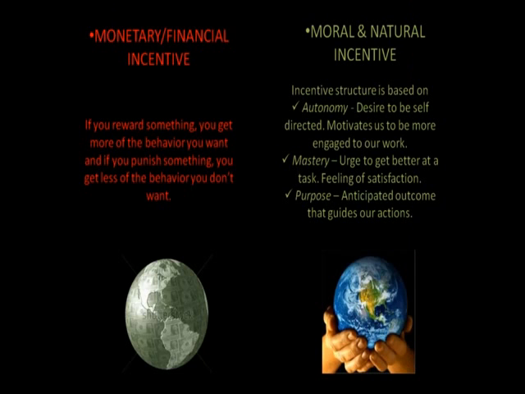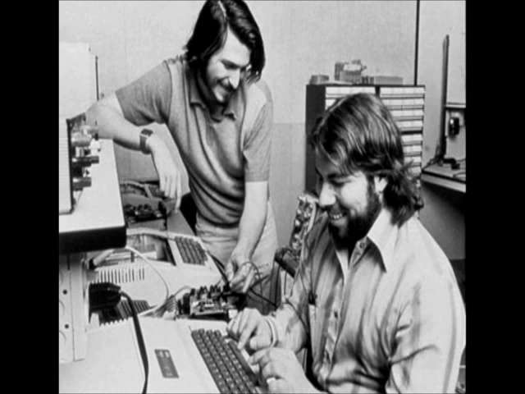The third thing is purpose. It is the anticipated outcome that guides our actions. For example, if Steve Jobs and Steve Wozniak hadn't thought of making something known as a personal computer, there would not have been something known as a personal computer. It's as simple as that. There would have only been computers that were used by big corporations for certain tasks, and that's all. And we would have been deprived of computers at our homes, which are, in today's date, a major part of our lives.